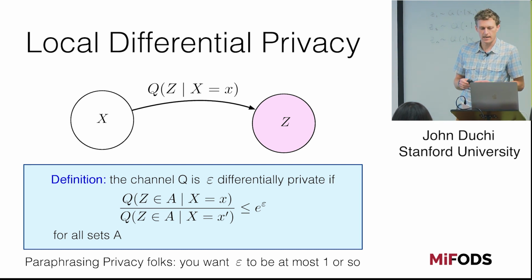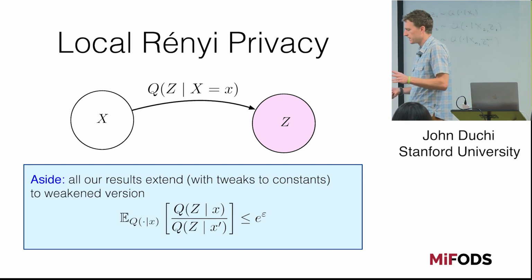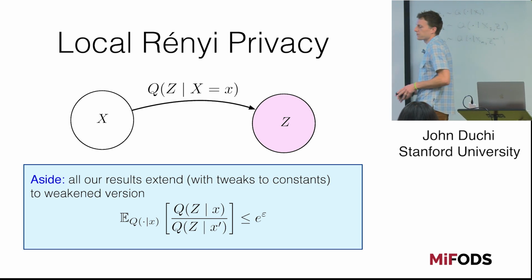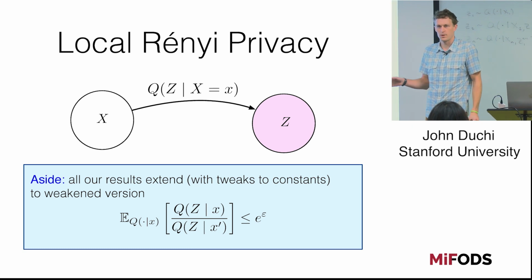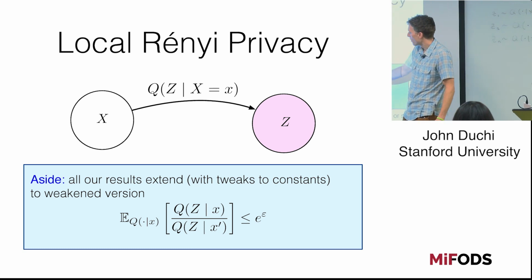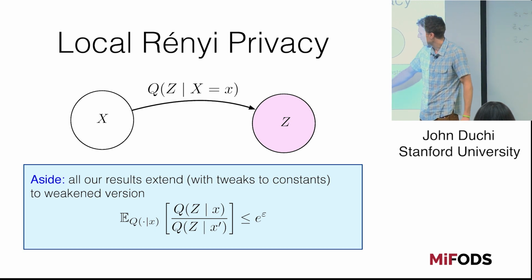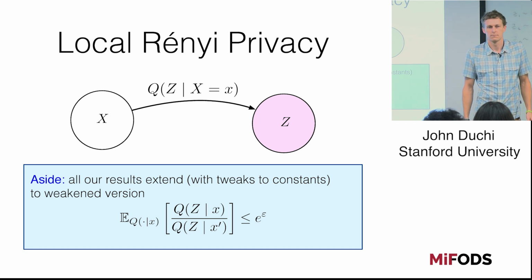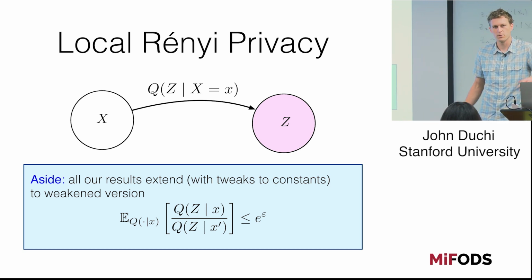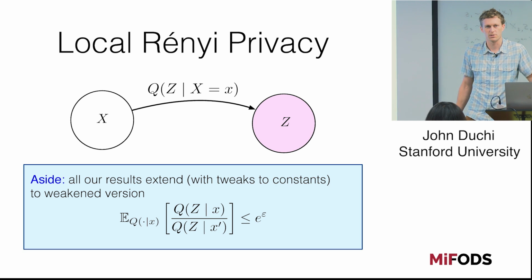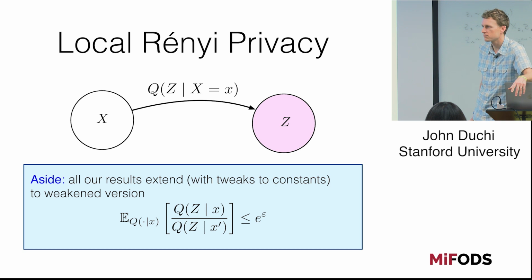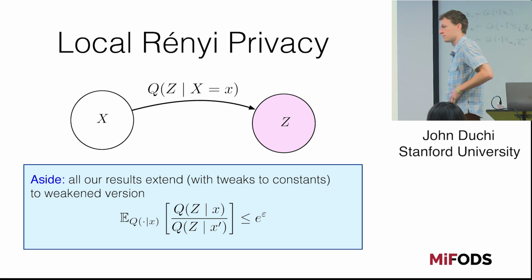I'm going to present a bunch of results on optimality under differential privacy. It turns out that all of our results extend to a weaker model where you don't always have to have this ratio bound, just that for every x and x prime, on average the ratio of your densities is less than e to the epsilon. You don't need it to hold uniformly. As long as it holds on average, all of our results will still be true with slightly tweaked constants. Nothing's going to change. So this is for all x, in expectation with respect to x prime independent.